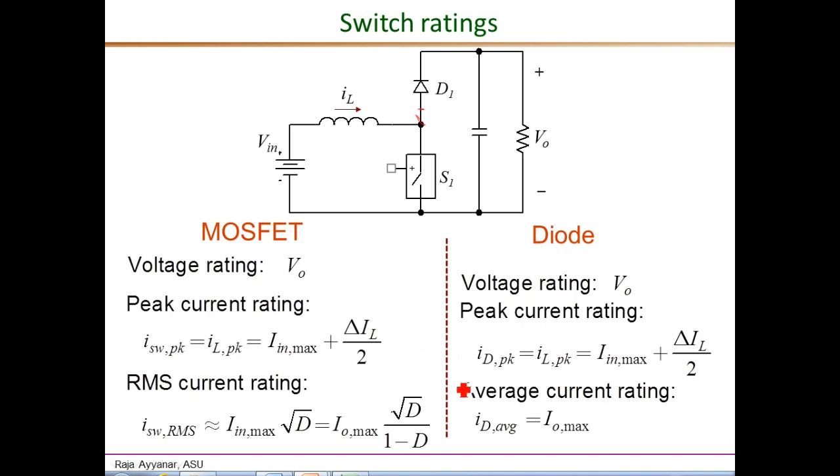For a diode, it is the average current rating which is more important, and just by looking at the circuit, we can see that since the average current through the capacitor is 0, the average diode current is exactly the same as the load current. So we should consider the maximum load current, and that is the average current rating for the diode.